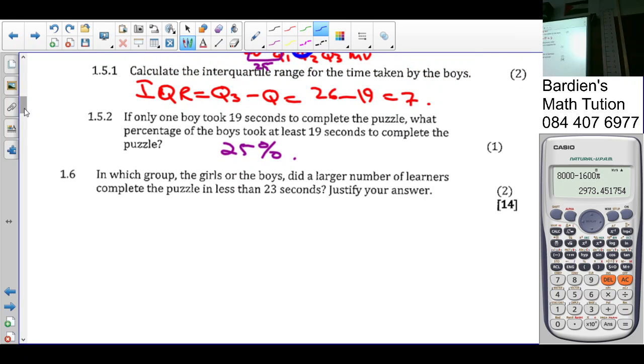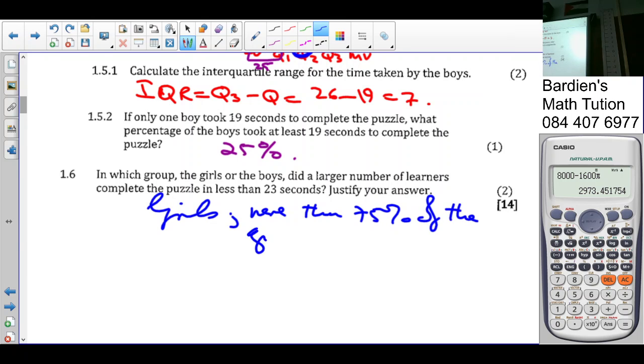So to read the question again, it says which group, girls or boys, did a larger number of learners complete the puzzle in less than 23 seconds? And the answer is the girls. Why? Because more than 75% of the girls completed the puzzle, whilst only 50% of the boys completed the puzzle in under 23 seconds. Does it make sense, people? Right.